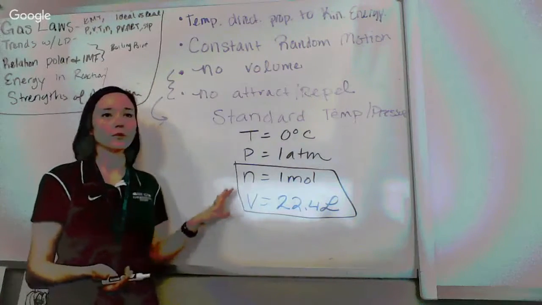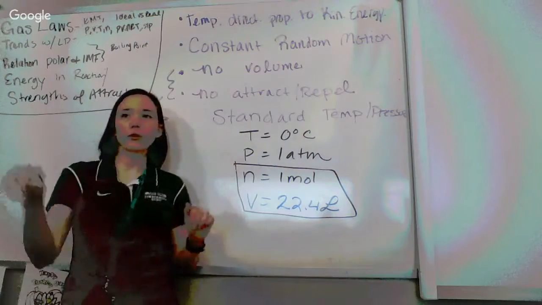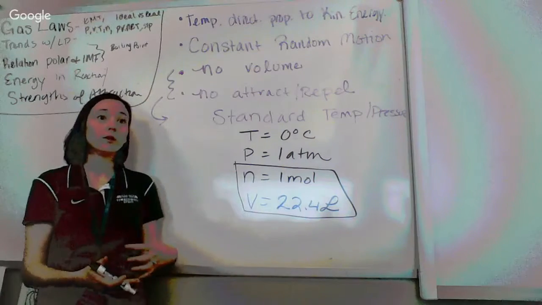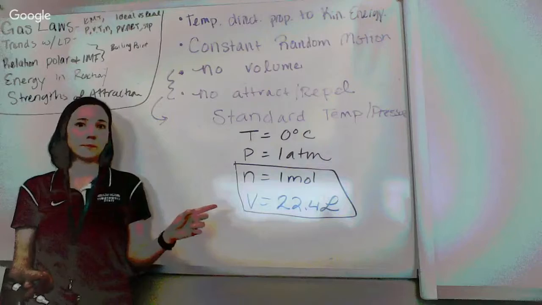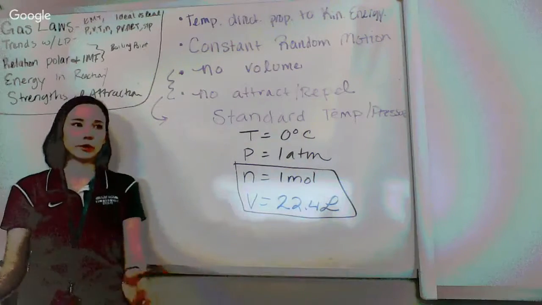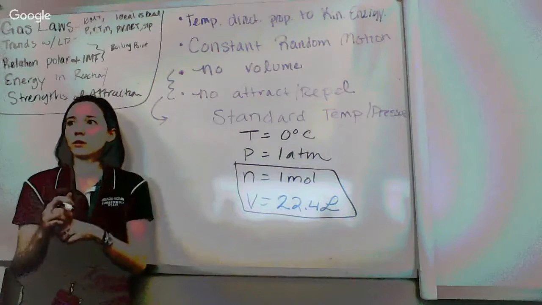So then you can use this in stoichiometry. The nice thing here is it allows you to circumvent the ideal gas law. So you don't have to plug your values into PV equals nRT. You can just do a quick conversion and it'll save you some time. But you could also plug these values into PV equals nRT and solve an equation that way. It'll get you the same answer.